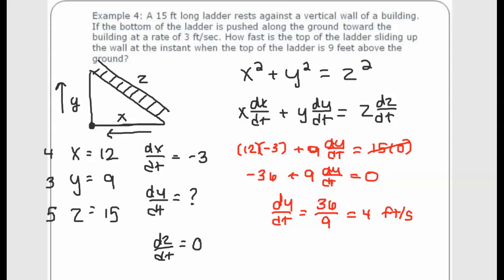So we get dy dt equals 4 feet per second. So what that means is that the ladder is now moving up the wall at 4 feet per second. So the ladder is moving up the wall at a rate of 4 feet per second when the ladder is 9 feet above the ground.